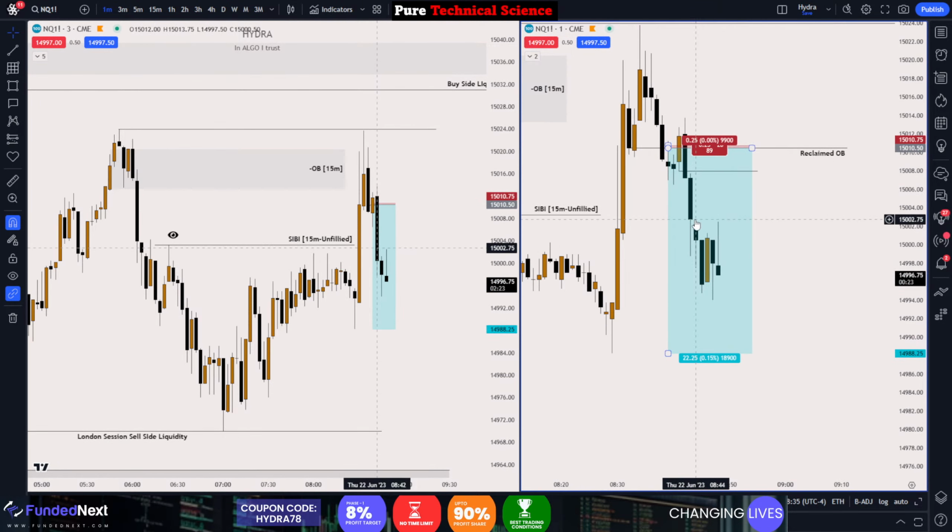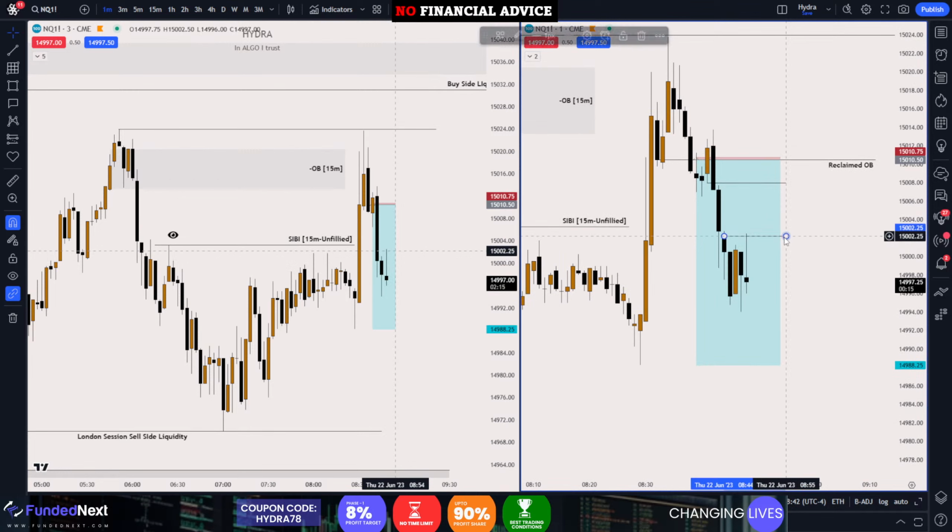We have a volume imbalance right here, right? A volume imbalance. Price came all the way up, hit the volume imbalance, and now it's retracing beautifully.